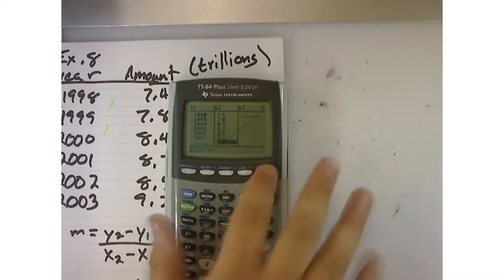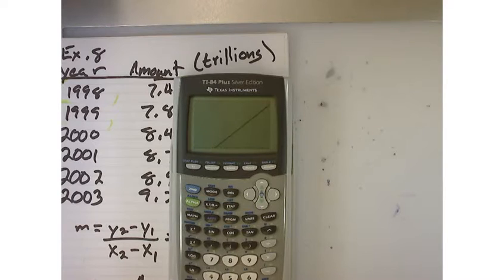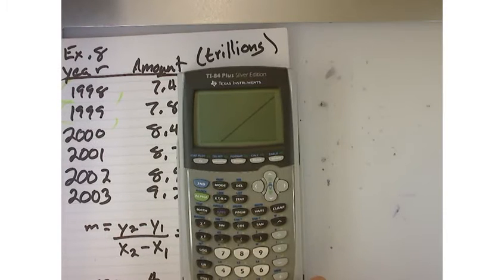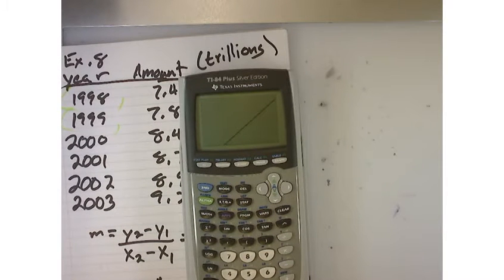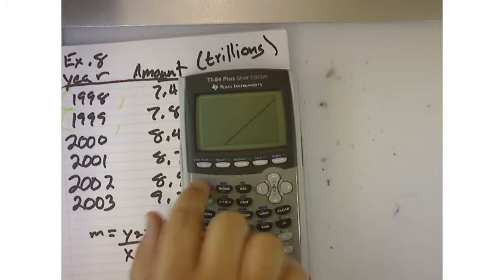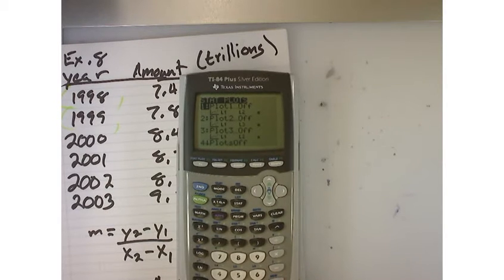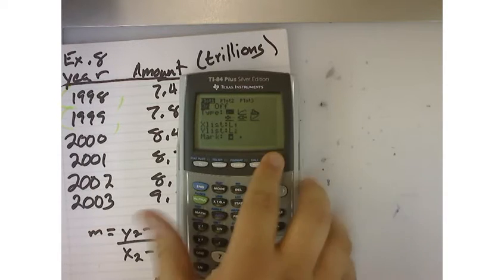Hit graph. Where are my points? They're not showing. Oh well, I just give up. That's not that important. No, what did I forget to do? Turn on stat plot. So if I hit second, y equals, I'm going to turn on a stat plot, L1, L2, looks good, turn it on, now hit graph.